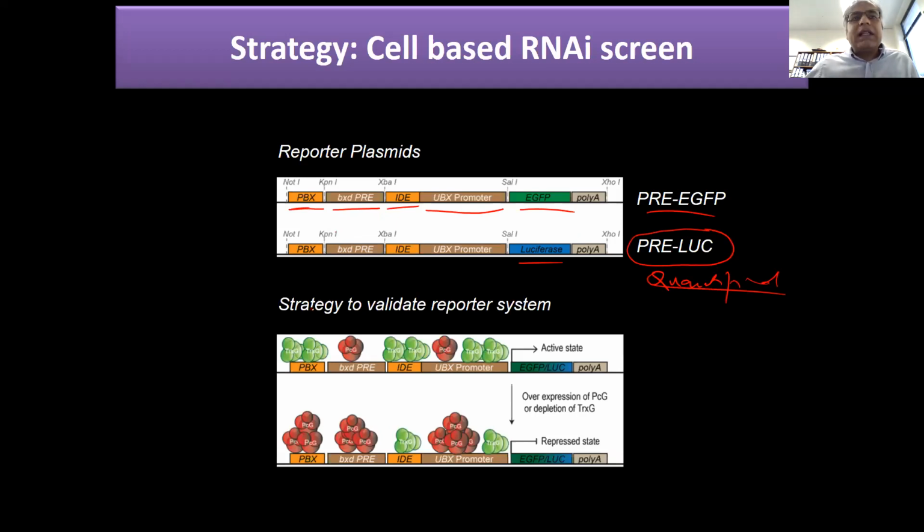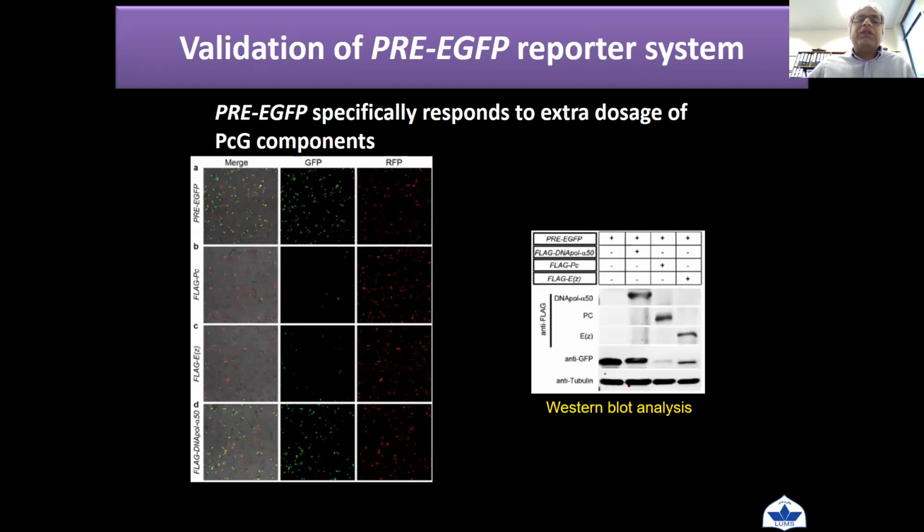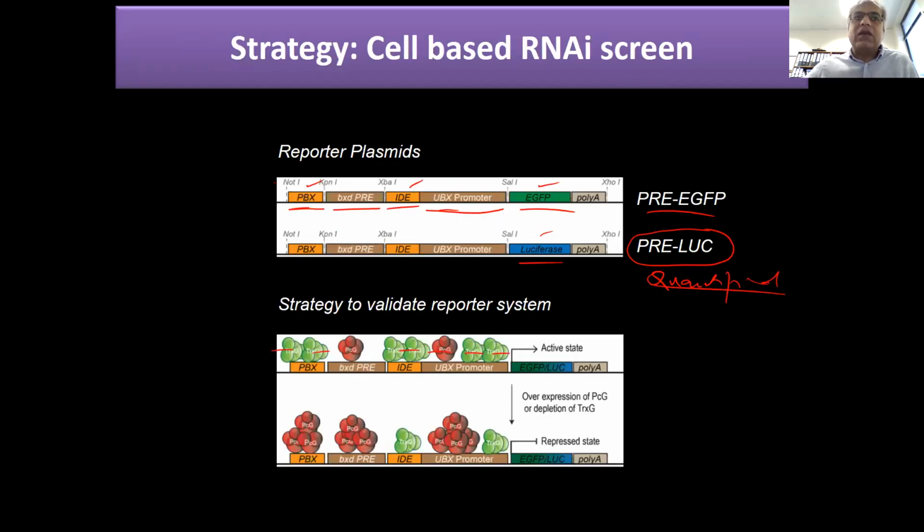Our idea was that once we transfect this, in the presence of these enhancers and promoter, there should be GFP or luciferase expression. And when we knock down, we will reduce or deplete trithorax components. When they are depleted, we will see downregulation and GFP expression will be diminished. So if you pay attention here now, you can see when we have the PRE EGFP construct, which is basically, this construct is now called PRE EGFP.